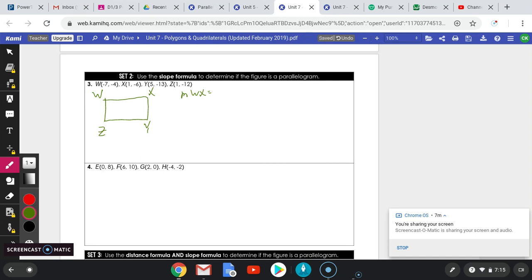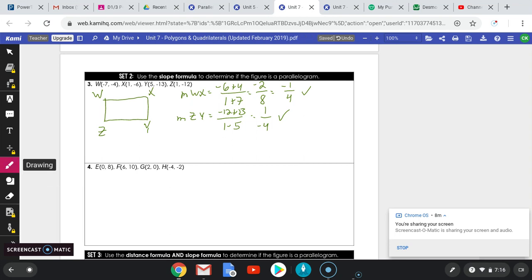So remember, it's subtracting the y, so -6 minus -4 plus 4 over 1 minus -7 or plus 7. So -6 plus 4, -2 over 8, and you always, just like you did before in algebra, reduce your fraction. Now let's find the slope of ZY. That's going to be -12 minus -13 or plus 13 over 1 minus 5. -12 plus 13 is 1. 1 minus 5, -4. Are these two the same? Yes, both these slopes are the same.